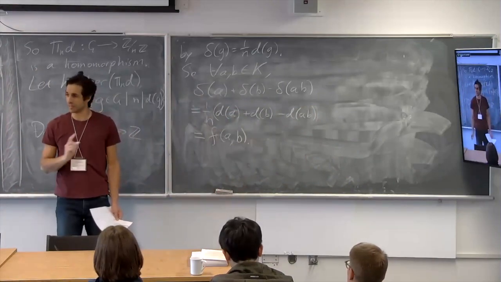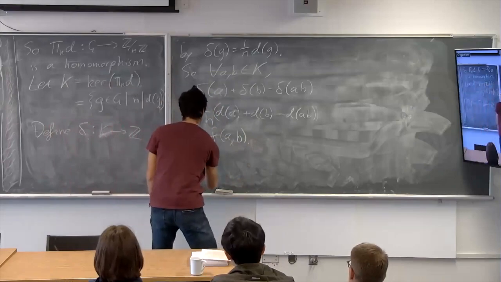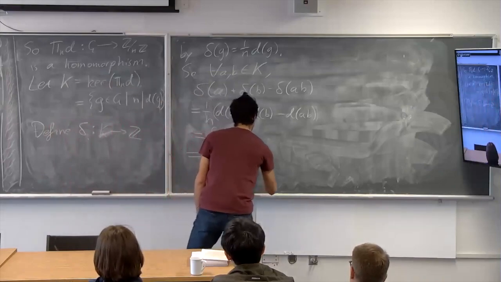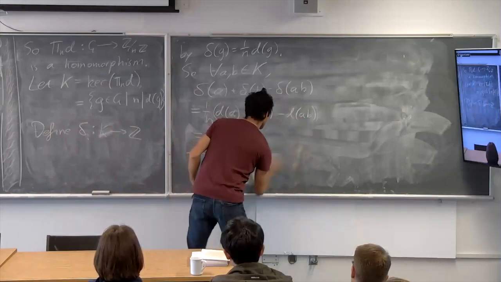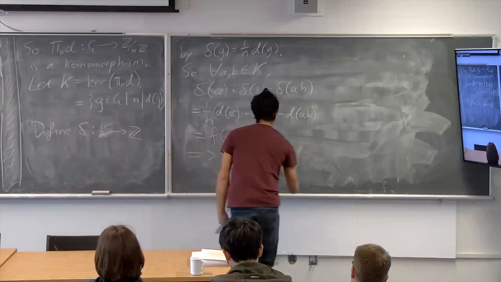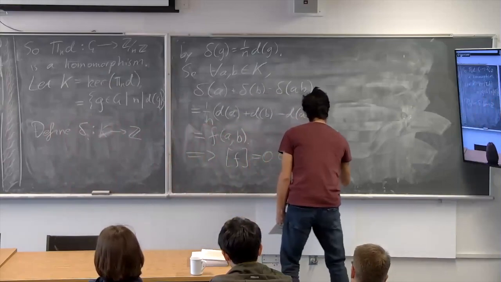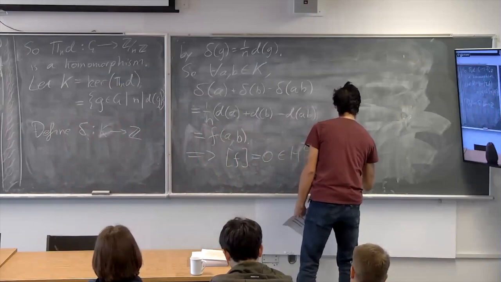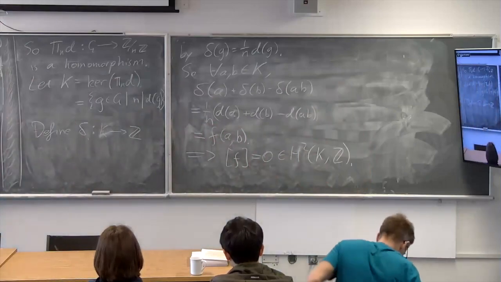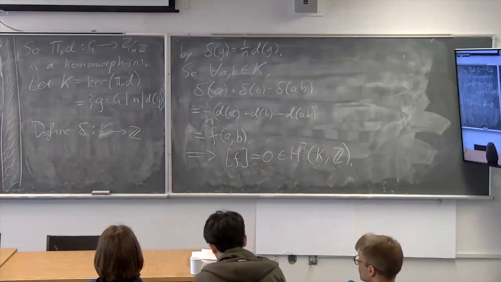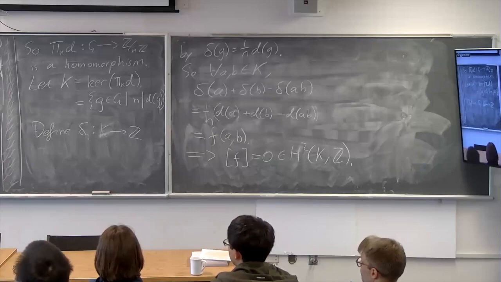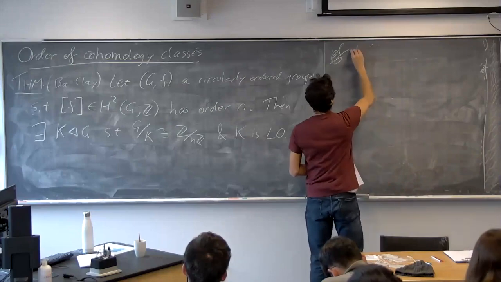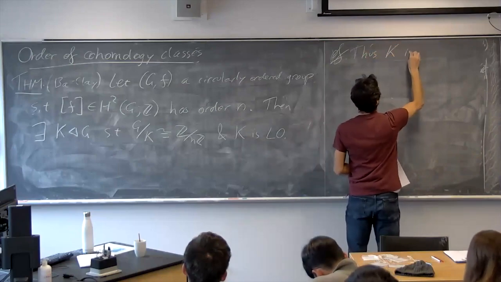Beautiful. What this tells us is that F, if I look at it inside H2 of K, is equal to 0. There's a circular ordering on K which is trivial in cohomology. That means K is left orderable. Let's leave that up there. So thus, K is LO.